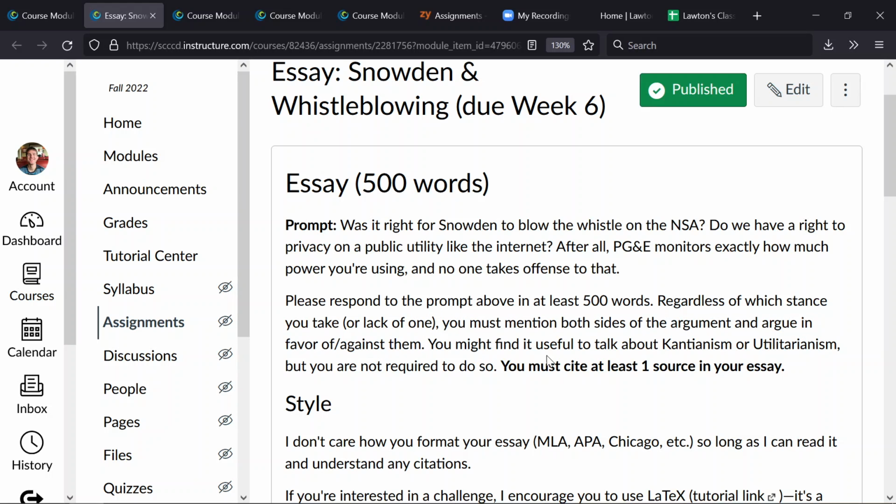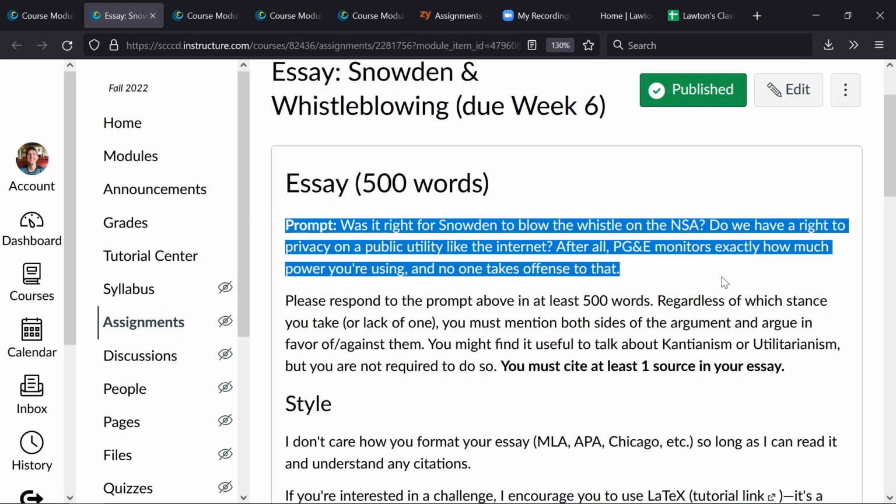Okay? You might want to talk about Kantianism or utilitarianism. That might help you a lot, but you're not required to. You don't have to. Your last requirement is that you better cite one source. This is your first citation requirement. So please find a good source on the internet or in the library and cite it in your essay. Okay, so 500 words, answer the prompt, cite a source.